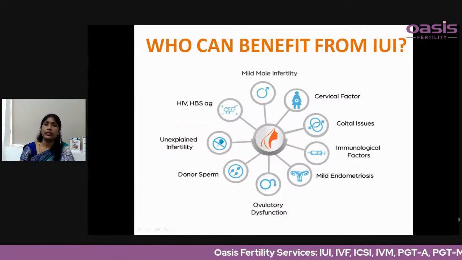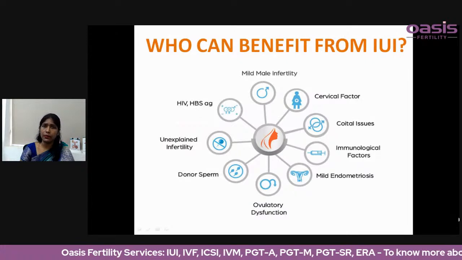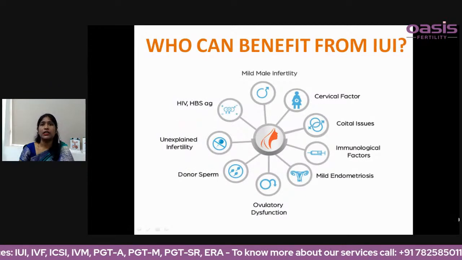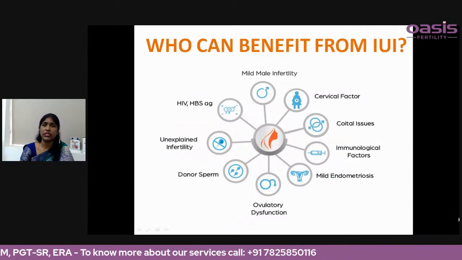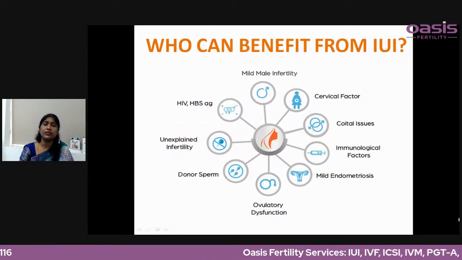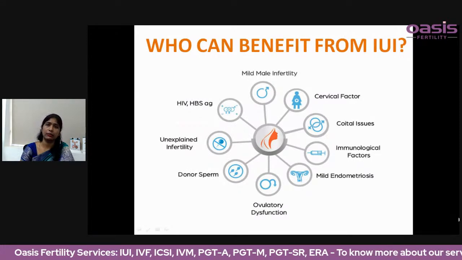The third, where IUI gives the maximum benefit, is in couples who have coital issues. That is where they have sexual dysfunction. So if the man has erectile dysfunction, or ejaculatory dysfunction, or if the woman is suffering from female sexual dysfunction, for example, if she has vaginismus, or dyspareunia where she is not allowing the penetration to happen, in such situations, IUI can be of great benefit to the couple.